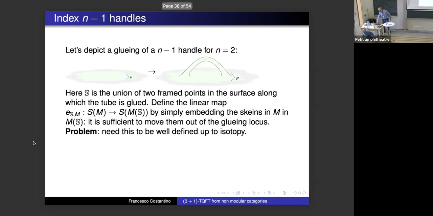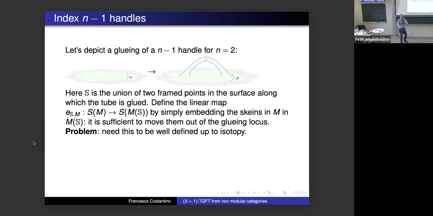Yes, but you know, you made an isotopy to avoid the 2 disks where you're gluing the tube. So you need to make sure that if you do the other choice, you get the same thing, which is not true in general. They are not isotopic after the operation is done. So this is not well defined a priori.